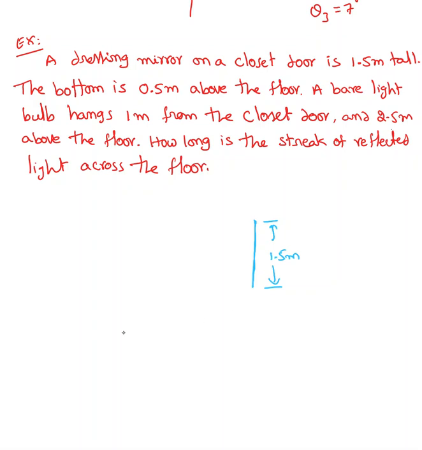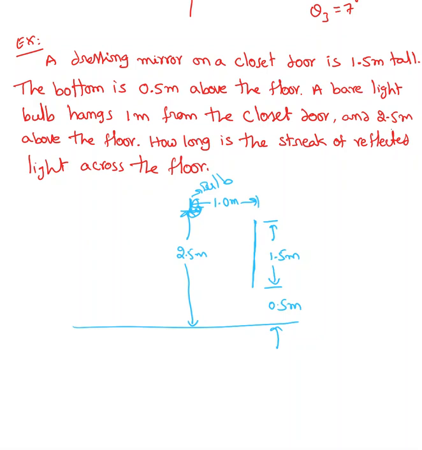Okay, and this is 0.5 meter above the ground level. A bare light bulb hangs 1 meter from the closet door and 2.5 meter above the floor. So I'm assuming that the light bulb is a point source. This is the bulb, 2.5 meter above the ground level, and also 1 meter from the mirror.